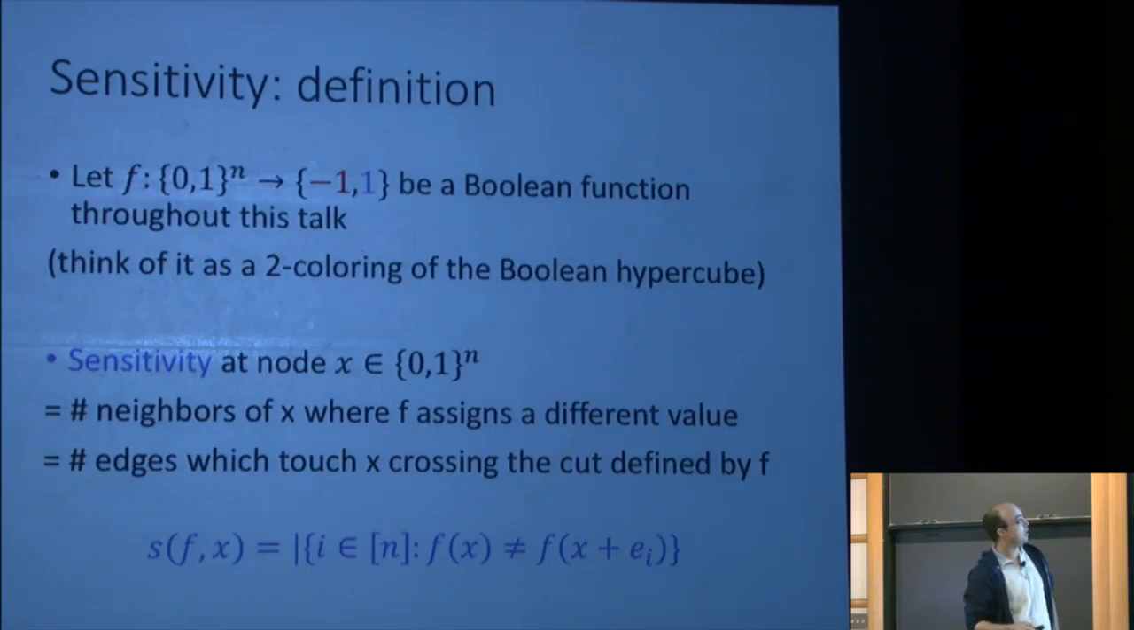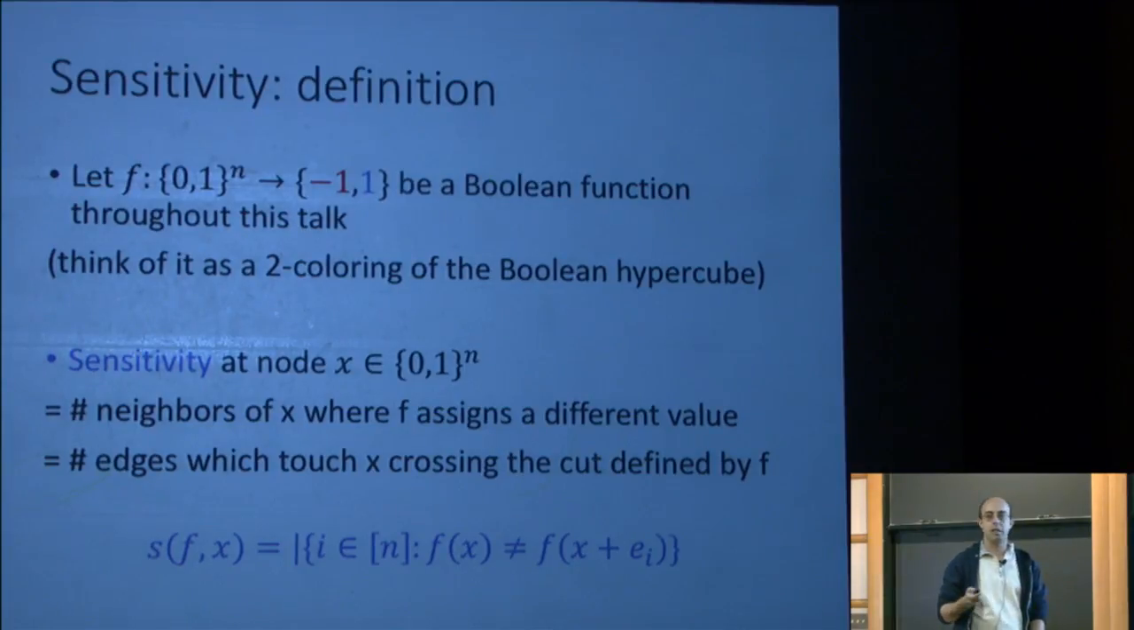Okay, so what is this sensitivity conjecture? Maybe first let me define what sensitivity is. The main player in this talk is going to be a Boolean function. You have a Boolean function from the n-dimensional cube to {-1, 1}. And -1, 1 don't really play a role here. Just think of them as a two-coloring of the Boolean cube, but this will be a convenient way of representing it.